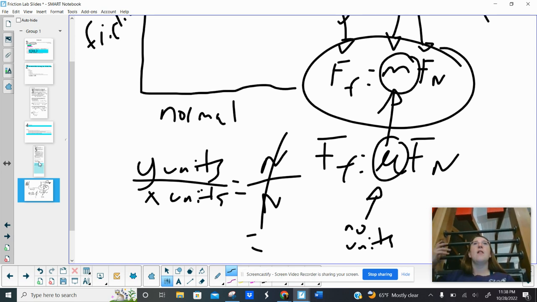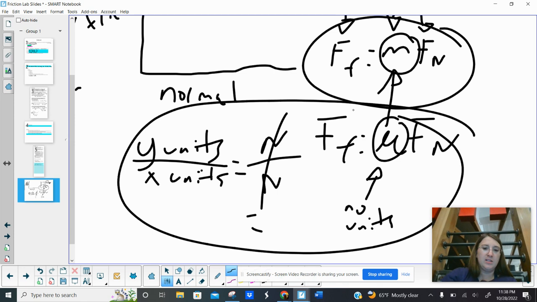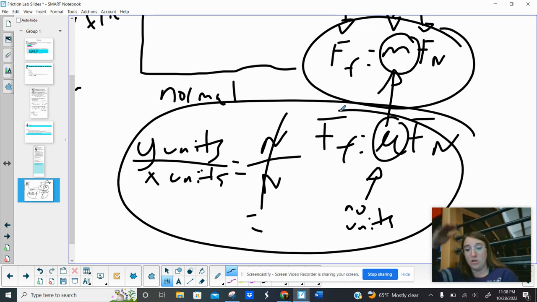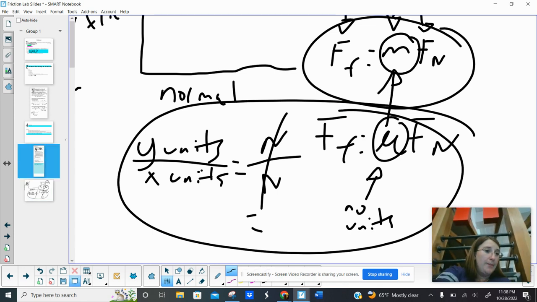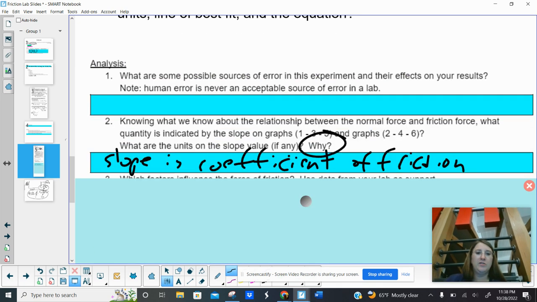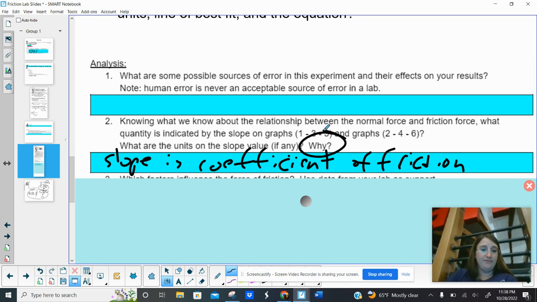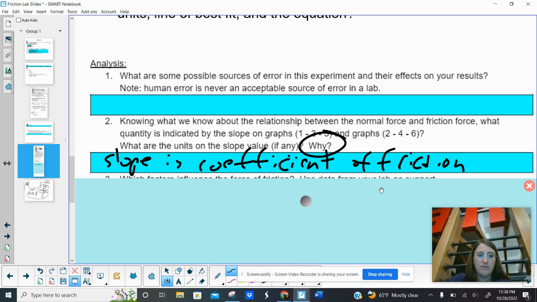All it is, it tells us that friction force is some multiplier of the normal force, or I should say some fraction of the normal force. So you want to explain this part, the fact that my slope is going to be newtons over newtons. Back here for y, it says, what are the units on the slope? Well, there's not any. Explain why. And then pause the video, come back when you're ready.